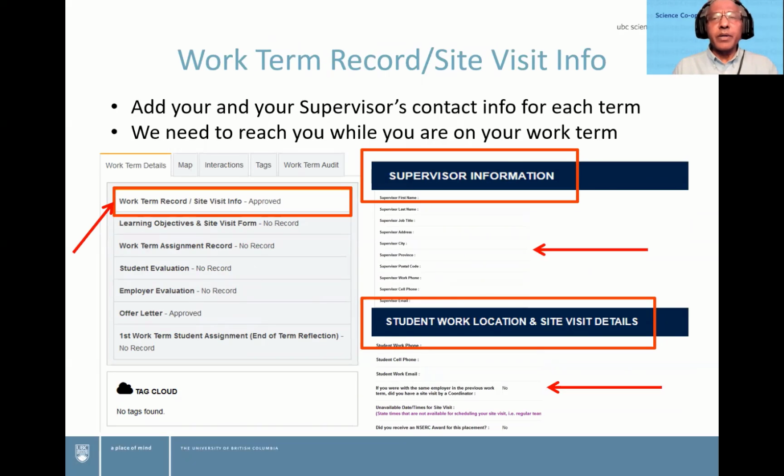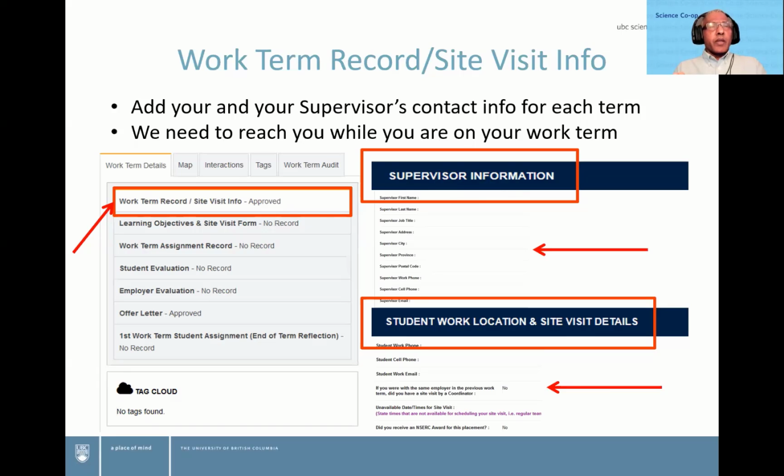That's the work term record and site visit information. Now, the work term record is about the name of your supervisor and their contact information, your work address, and other information that is needed. So the first thing that you need to do, when you start your job, is to complete your supervisor information.